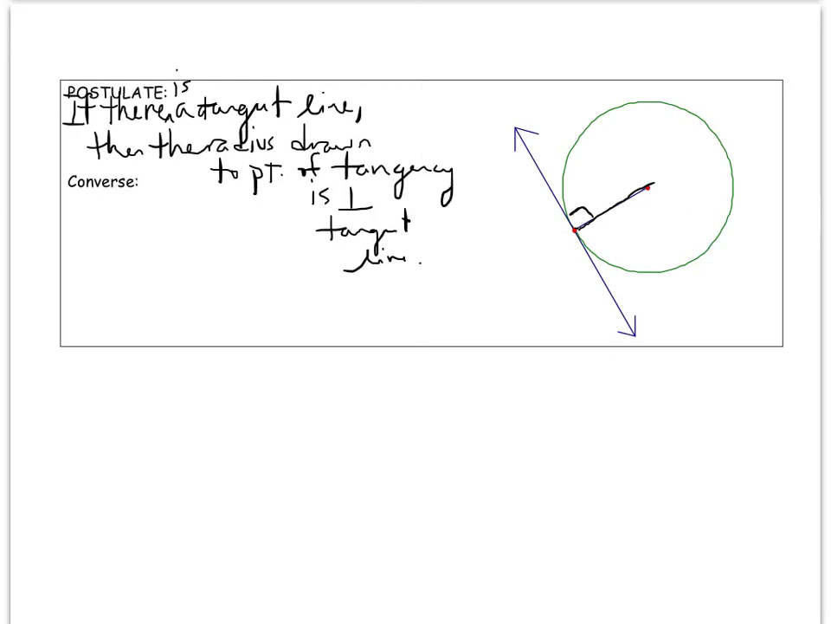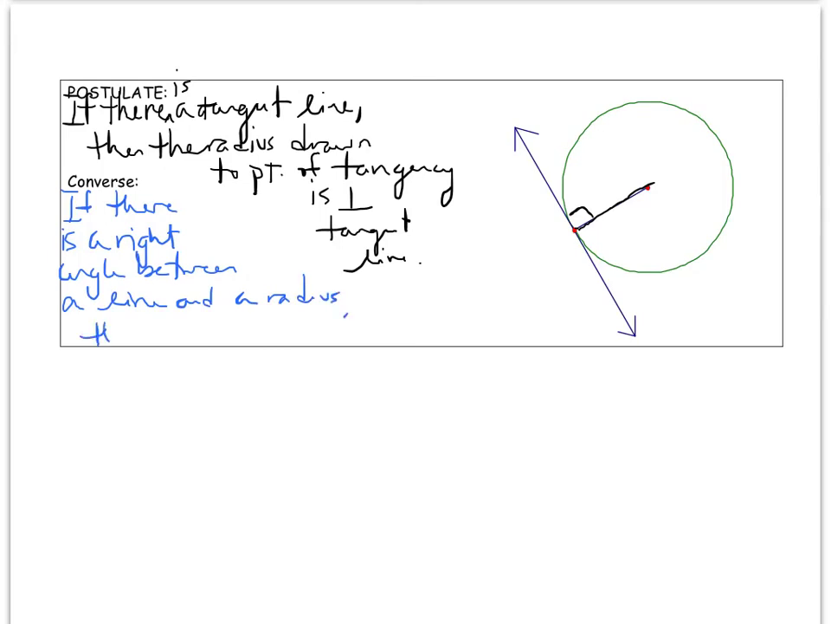And the converse is true as well. So if you have a right angle between a line and the radius, then that line must be tangent to the circle.